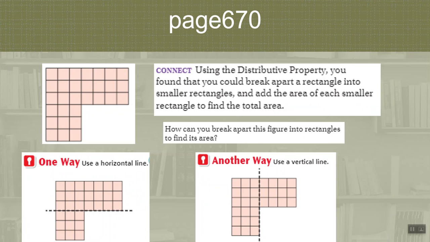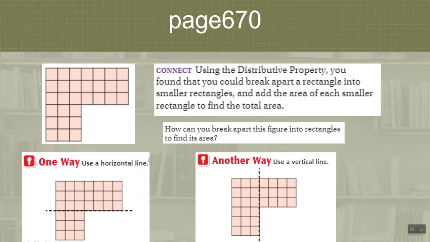And now on page number 670, using the distributive property, you found that you could break apart a rectangle into smaller rectangles and add the area of each smaller rectangle to find the total area. So this property we call the distributive property: divide the figure into two smaller rectangles, then add the areas of the two smaller rectangles to find the area of the figure as a whole.